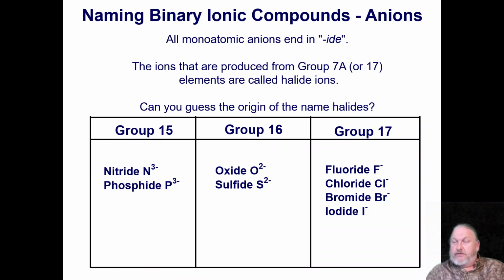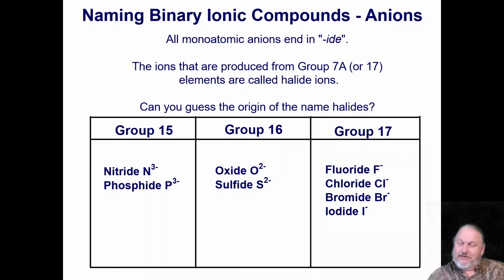Now the anions, the trick on this is whatever the atom's name is, drop the suffix, the last part of the root word, and add IDE, right? Now if you notice the ions of group 17, we call those the halides. Who can guess why? Well, because we have halogens, the name of the group. Get rid of the ogen and add IDE, then you have halides.